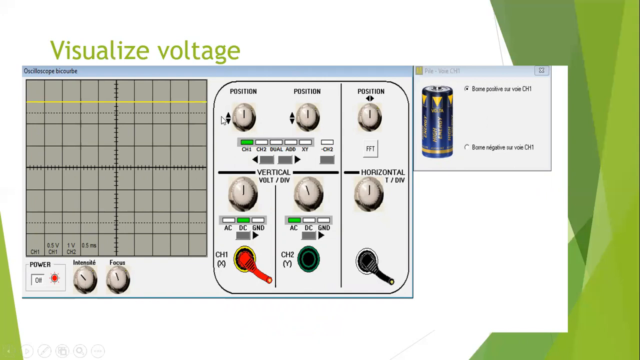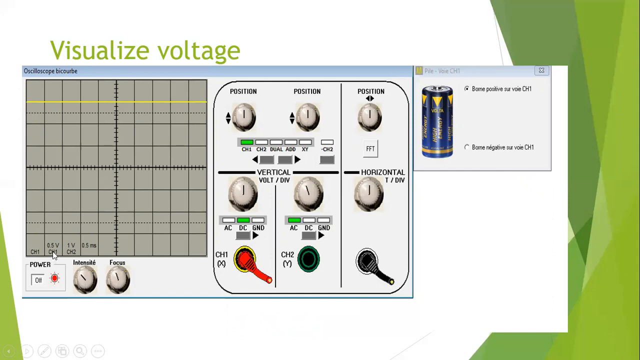Here are the basics of the oscilloscope. We have this channel, which takes the position. These are the connecting wires to the battery DC voltage, and here the intensity, how it is changed. This is the power button.